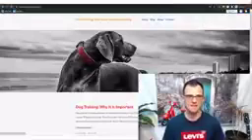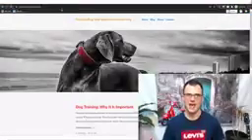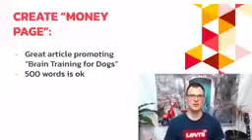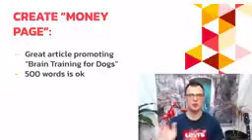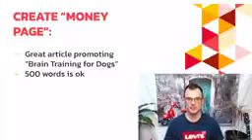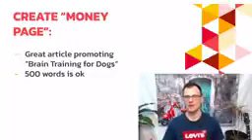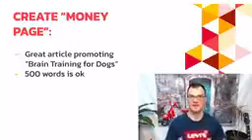Okay, so now your site has launched and you just go in to visit site and that is now live. So you can access it on your mobile. It's completely public. Your site is now live. So now it's time for us to create the money page. That's going to be the page on which we've actually got links to promote our affiliate product. And we need to write a great article promoting brain training for dogs, but do it in a non-spammy way. And we can aim for about 400 to 500 words. It doesn't have to be super long.